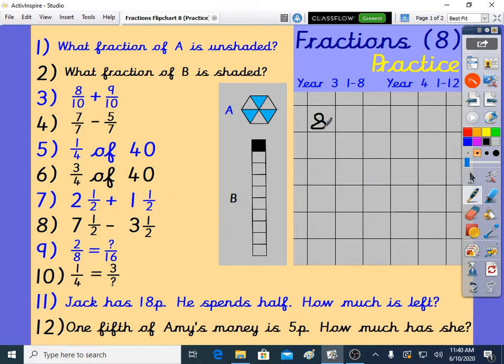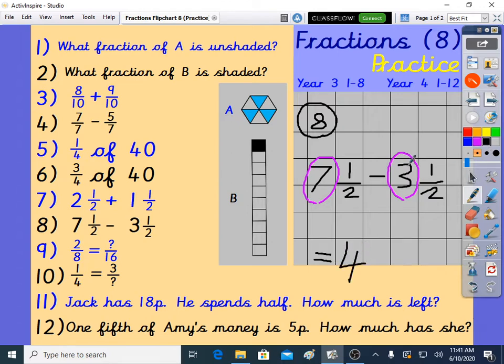Question 8. 7.5 minus 3.5. I'll do this one without pictures as well. If I take the whole numbers, 7 take away 4. So I'm taking these purple ones. 7 take away 3, I should have said. I said 4, didn't I? 7 take away 3. The answer is 4. Because 7 take off 3 is 4.